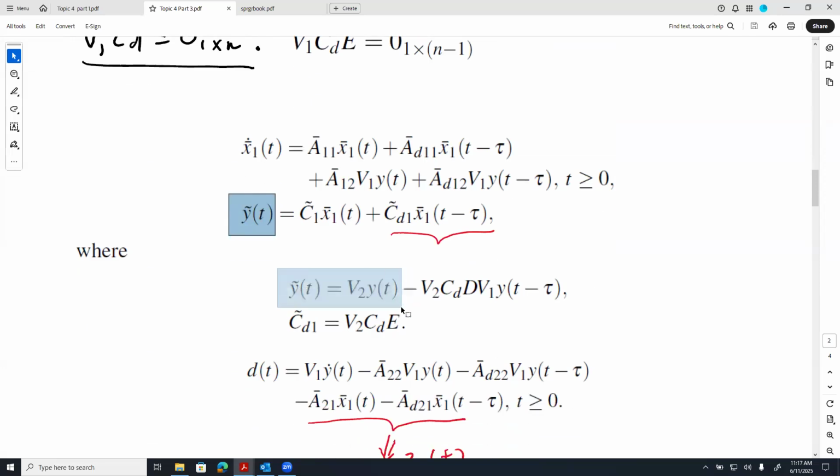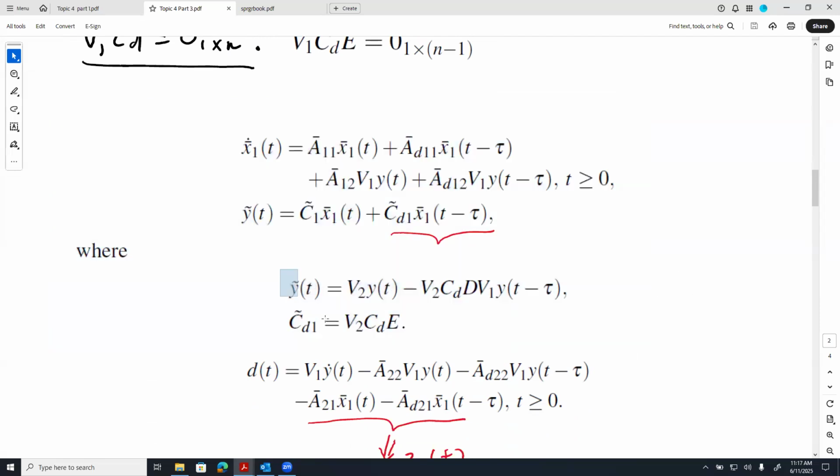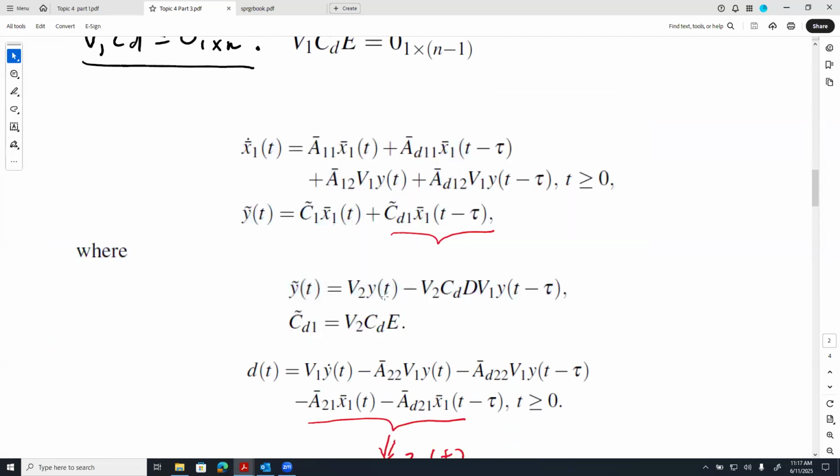Before it was just V2 y of t. We called it y bar of t. Now it's y tilde. It's just another notation for it. This y tilde of t is y bar of t and the delay of the output measurement. And of course, we know the output measurement y of t, and then we can delay it.